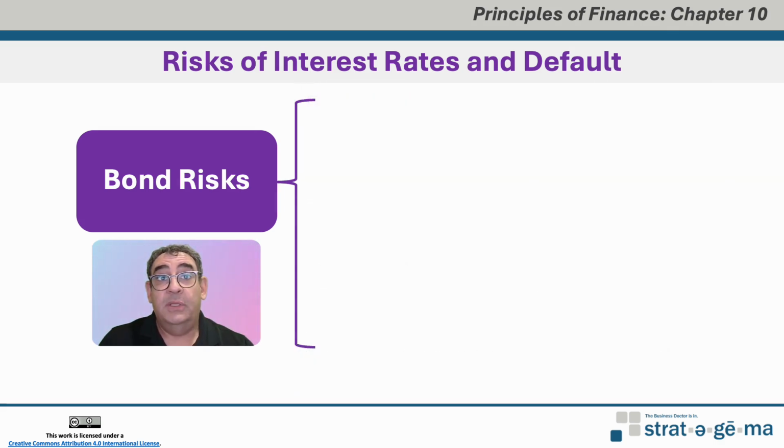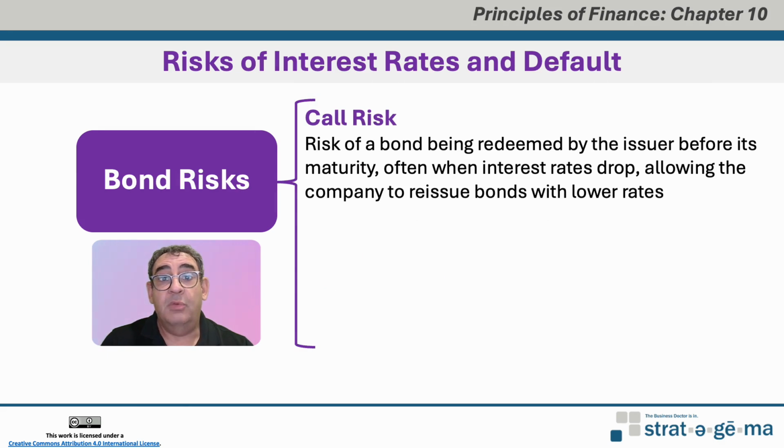There's a call risk. So that's the risk that the bond could be redeemed by the issuer before its maturity. And this often happens when interest rates drop. So if the company has issued a 7% bond and suddenly the rates on the market drop to, let's say, 6 or 5%, well, why should the company be paying 7% on a bond when it can call those back, reissue them, and pay 5%? And as long as that's in the bond indenture, then there's nothing that the bondholder can really do about it. So they have to be compensated slightly for that type of risk as well.